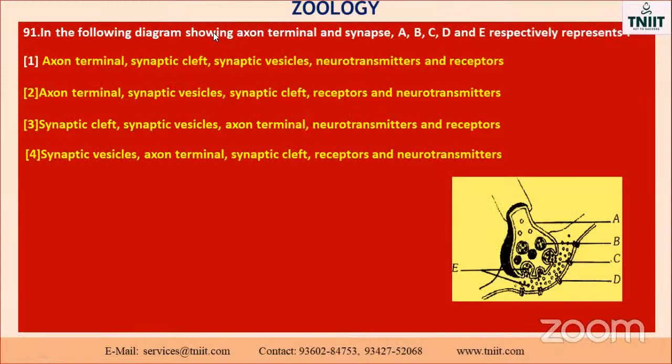Next one is the following diagram. See that diagram. It is connected with two neurons: one neuron's end, and the other neuron's starting point. Here they have mentioned the names A, B, C and D. Axon terminal, synaptic cleft, synaptic vesicle. Okay, synaptic vesicle, what is that? There is a small line there. Neurotransmitter substance.